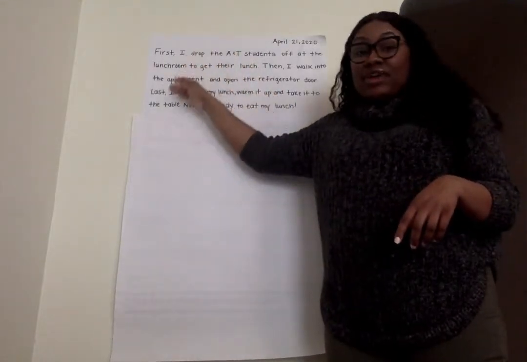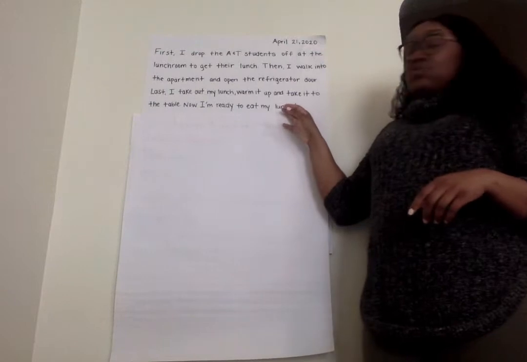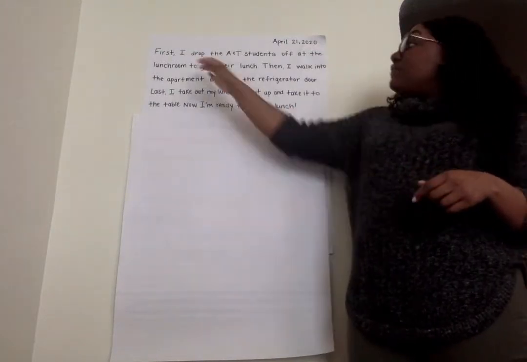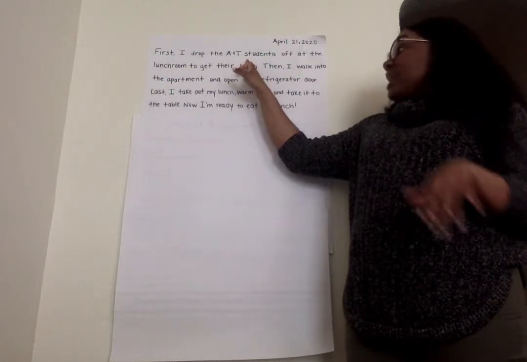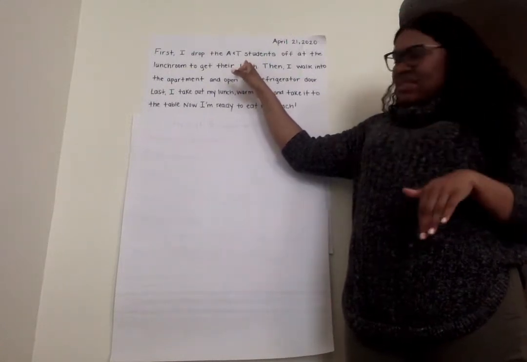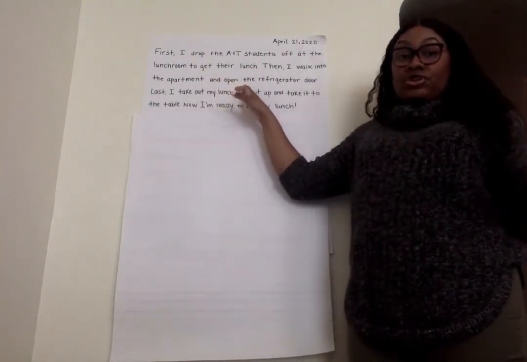I have to make sure I do all these steps every day when we're at school in order to get ready for my lunch. So first, I take A and T to the lunchroom and make sure they're seated down, and they have their lunch. Then I walk to the apartment and open the refrigerator door.